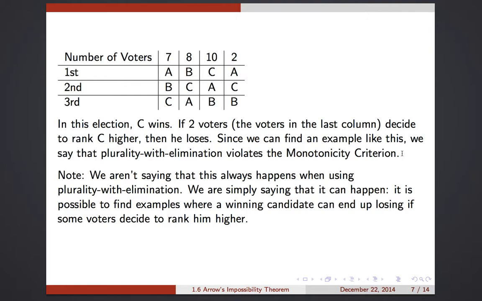So before we move on, let me just point out that I'm not saying this always happens. I'm not saying that if you use plurality with elimination, you always hurt somebody by moving them up. All I'm saying is that it's possible to do it. Okay? You can have that happen. And you really should never have it happen if you're dealing with a fair voting method.